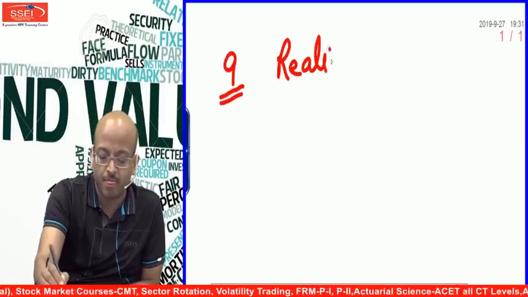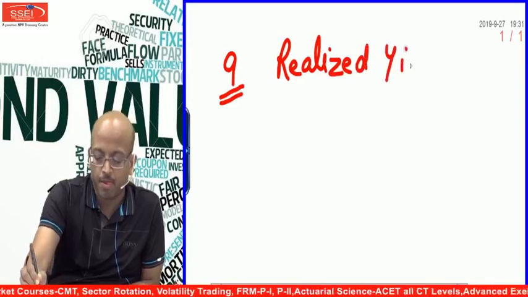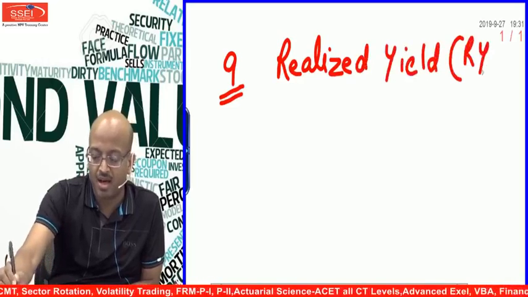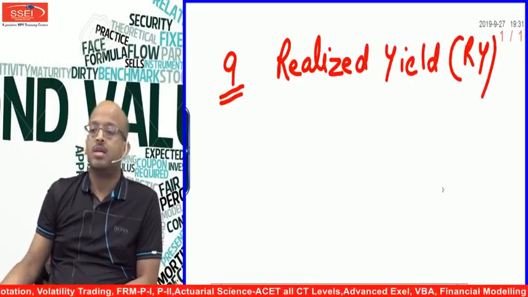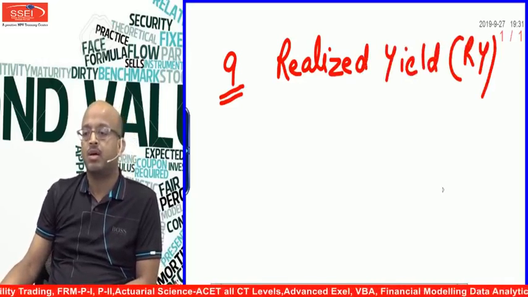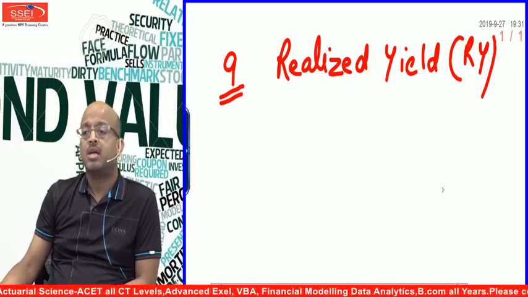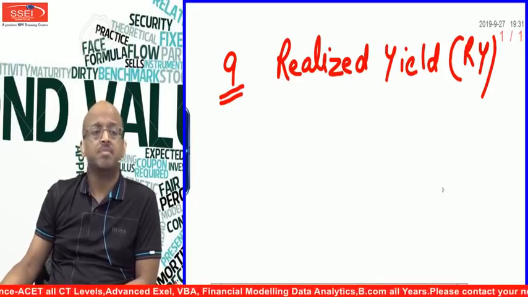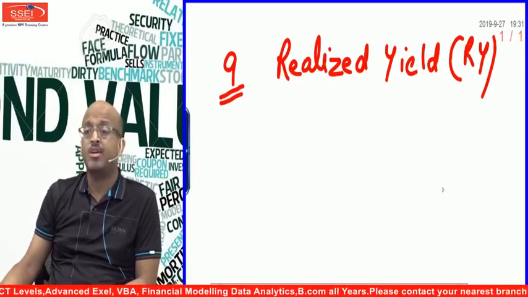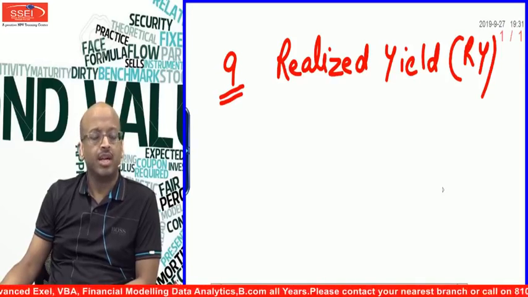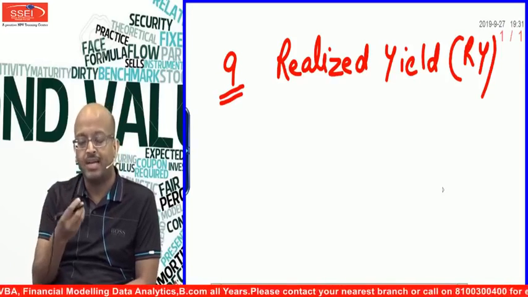Realized yield, RY. Okay, listen. What is the full form of YTM? Yield to maturity.